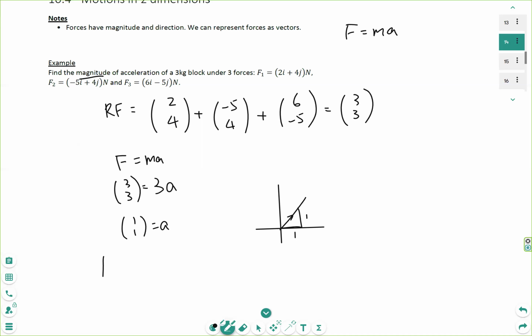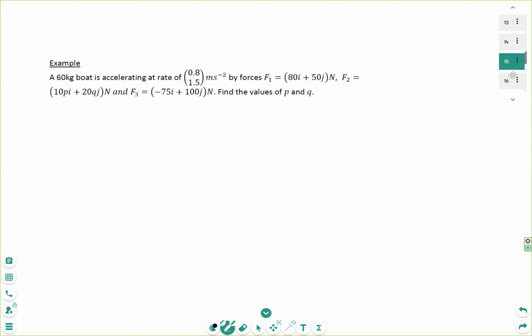So how to find the magnitude? Magnitude is simply the Pythagoras of the two numbers, 1 squared plus 1 squared, which is root 2. But we know in mechanics we don't like to write square root, so we're going to write it as 1.41 meters per second squared. All right, simple as that.